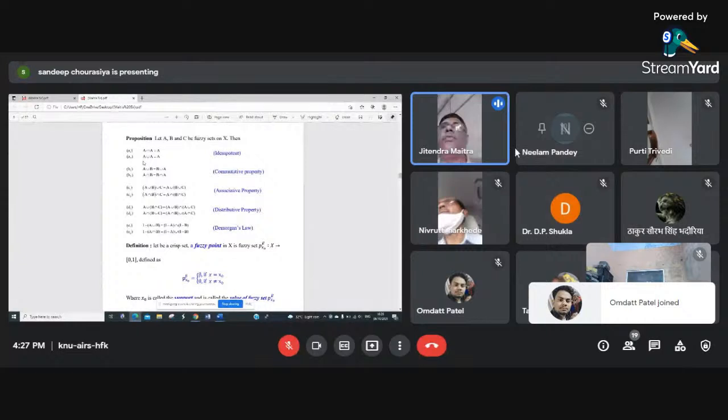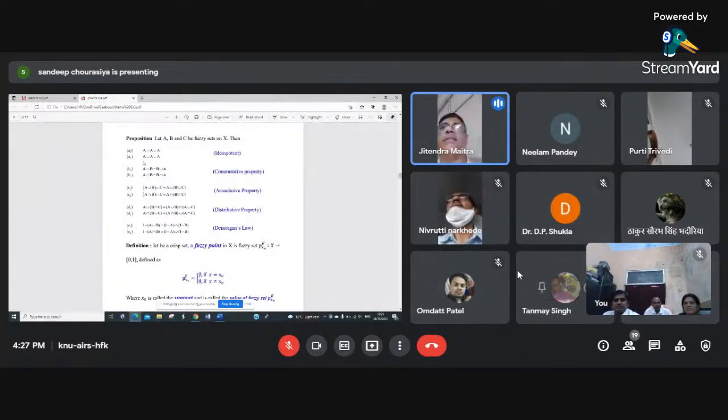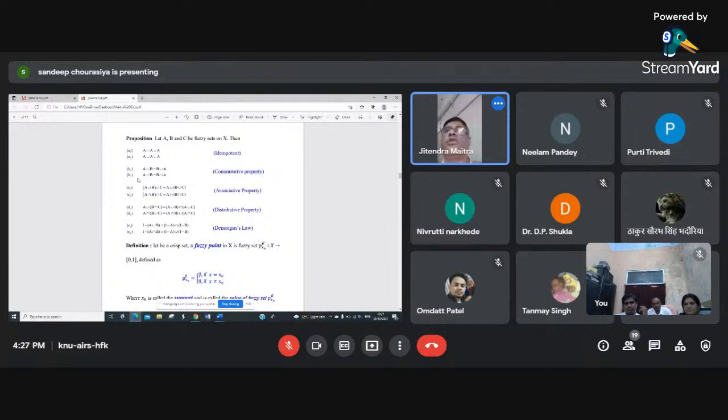But for the union of sets, first I have to find how we define the union of fuzzy sets. So suppose one fuzzy set is A1, and another fuzzy set is A2, and their union is defined as the maximum of the membership functions. Suppose we take a fuzzy set A and another fuzzy set B; for the union we will take the maximum of the two membership functions.